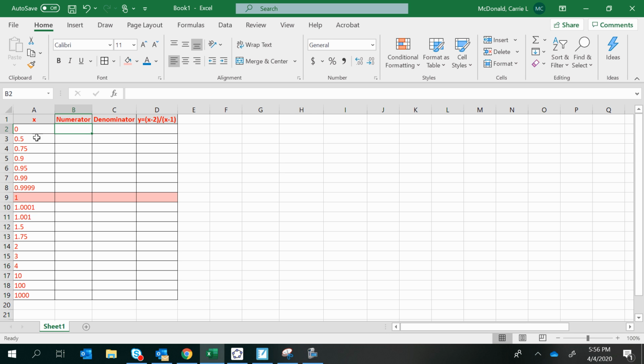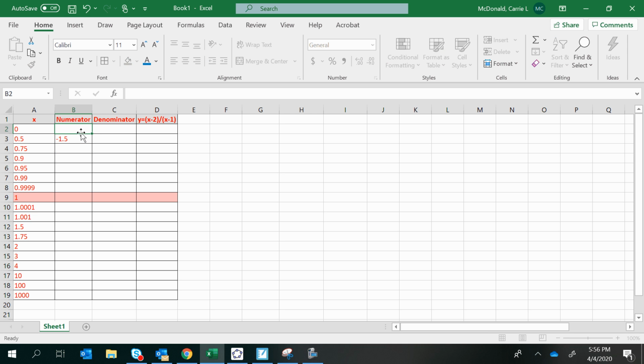Well, the numerator for the red function, f, is x minus 2. If I want to find the numerator when x equals 0, I'll put an equal sign, so it'll act like a calculator in that cell. Anytime you put an equal sign first, it'll do a calculation for you. So I can type in 0 minus 2 and press enter, and it'll give me negative 2. I could do that for any x value. I can put an equal sign, then the x value 0.5 minus 2, and it gives me another numerator.